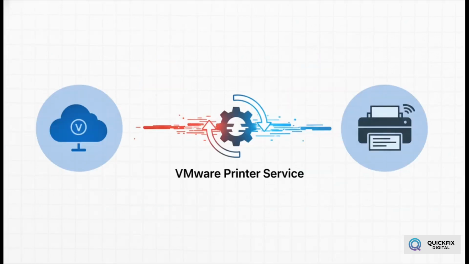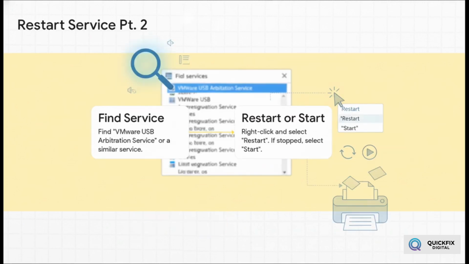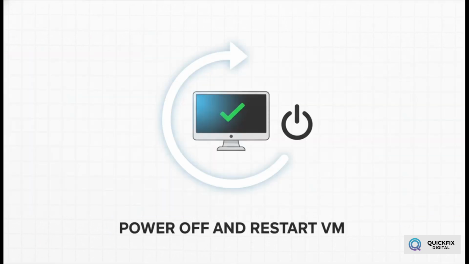Think of this service as the bridge between your VM and the physical printer. It's key. Okay, first things first, we gotta open up Windows Services to find what we're looking for. Just find the VMware USB arbitration service, give it a right click, and hit restart. And after that, you absolutely have to do a full reboot of your virtual machine.